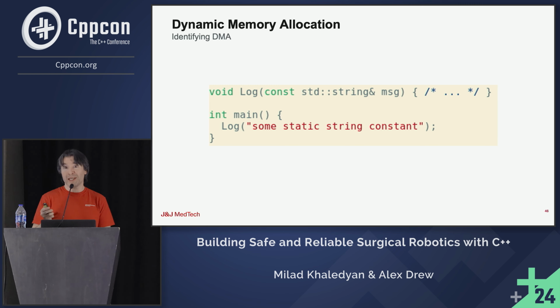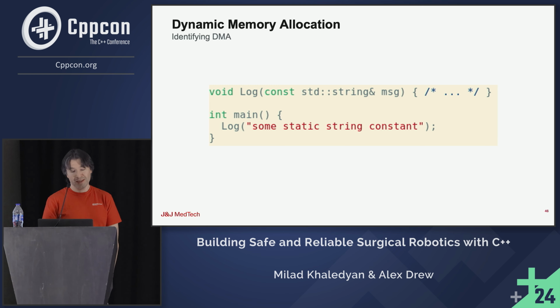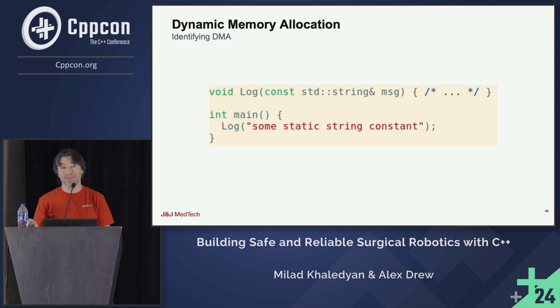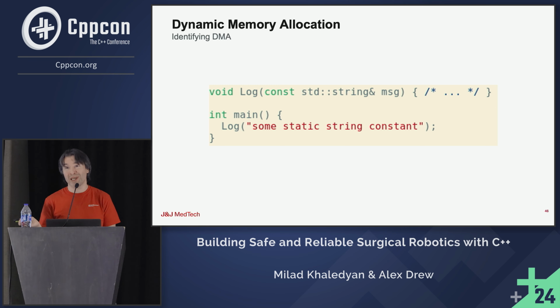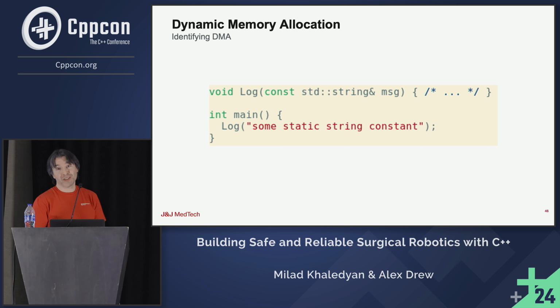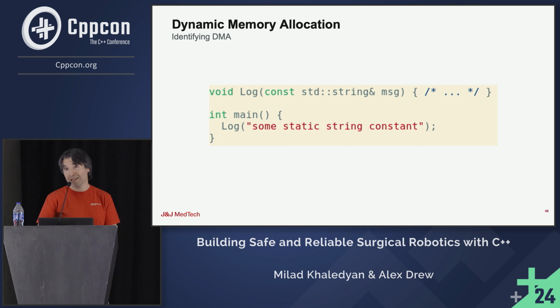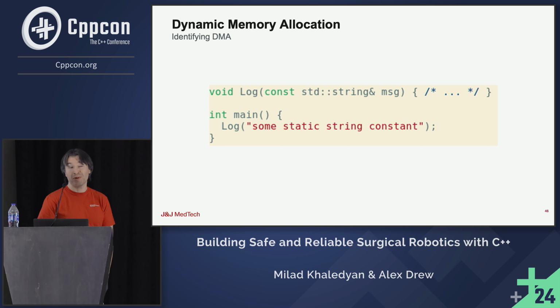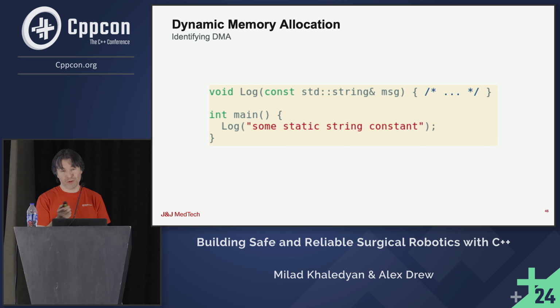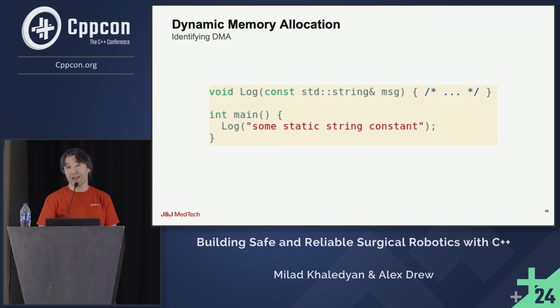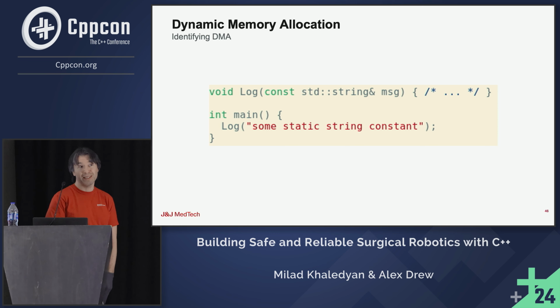Now, sometimes dynamic memory allocation can be sneaky. For example, this line in main, we're logging a static string. I don't think that should allocate anything. It's a static string. Should be in my text section. But look at the signature on this log function. Takes a const reference to a std string. If this static string's long enough, we're going to construct a temporary std string, pass it to the log function, and go from there. So without even seeing it, I might be allocating memory. You got to watch out for these things.